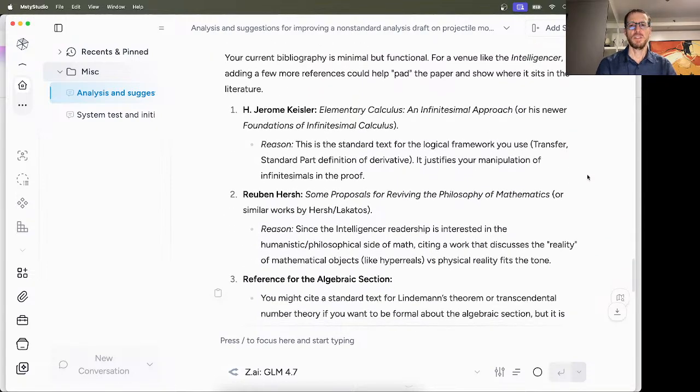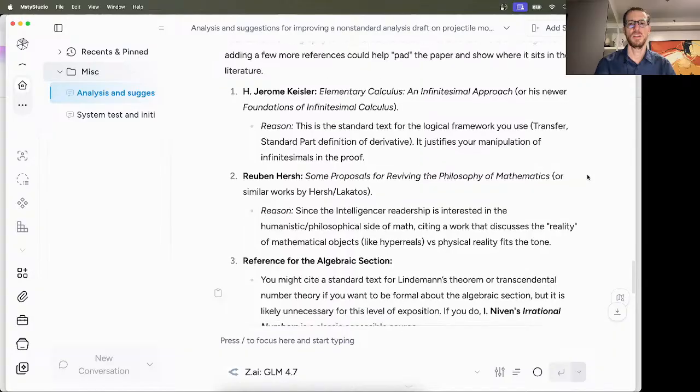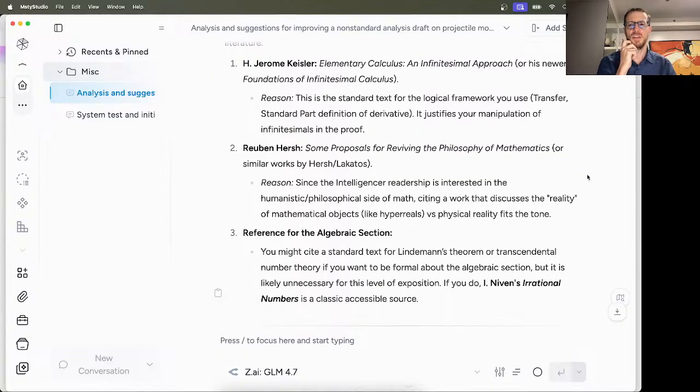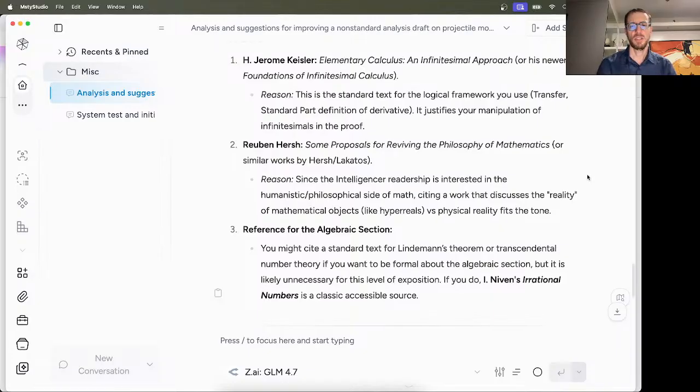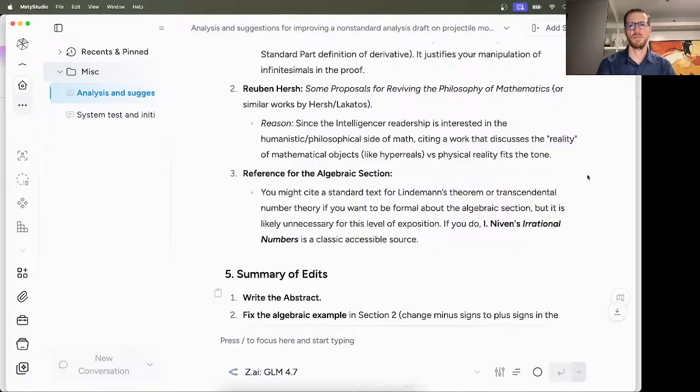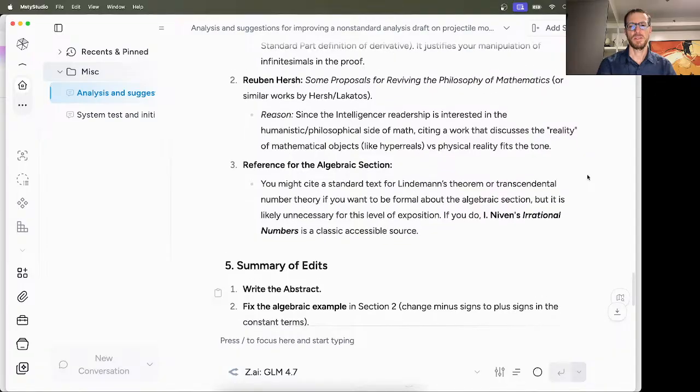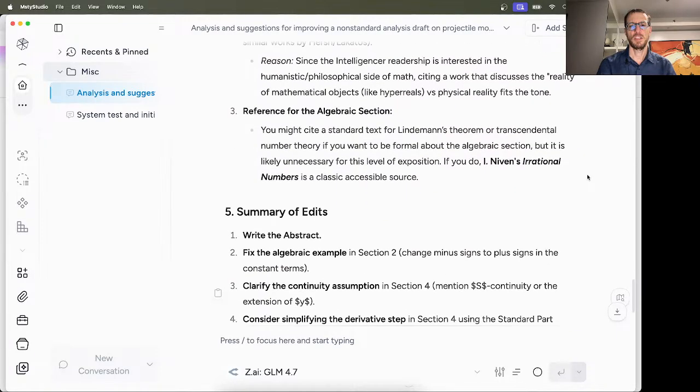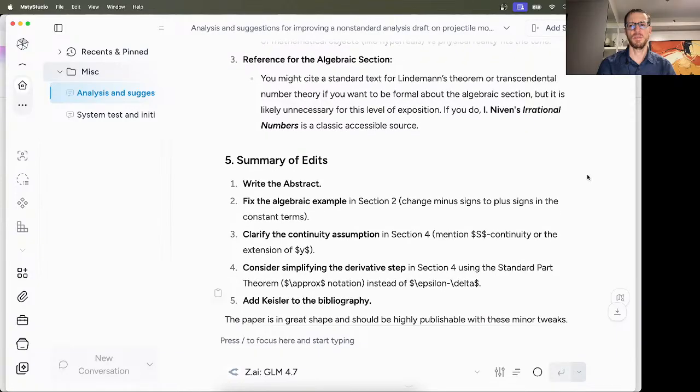Your current bibliography is minimal but functional. For a venue like the Intelligencer, adding a few more references could help pad the paper and show where it sits in the literature. Kiesler, Elementary Calculus: An Infinitesimal Approach. Hirsch, Some Proposals for Reviving the Philosophy of Mathematics. You might cite a standard text for Lindemann's theorem or transcendental number theory if you want to be formal about the algebraic sentence, but it is likely unnecessary. Yeah.